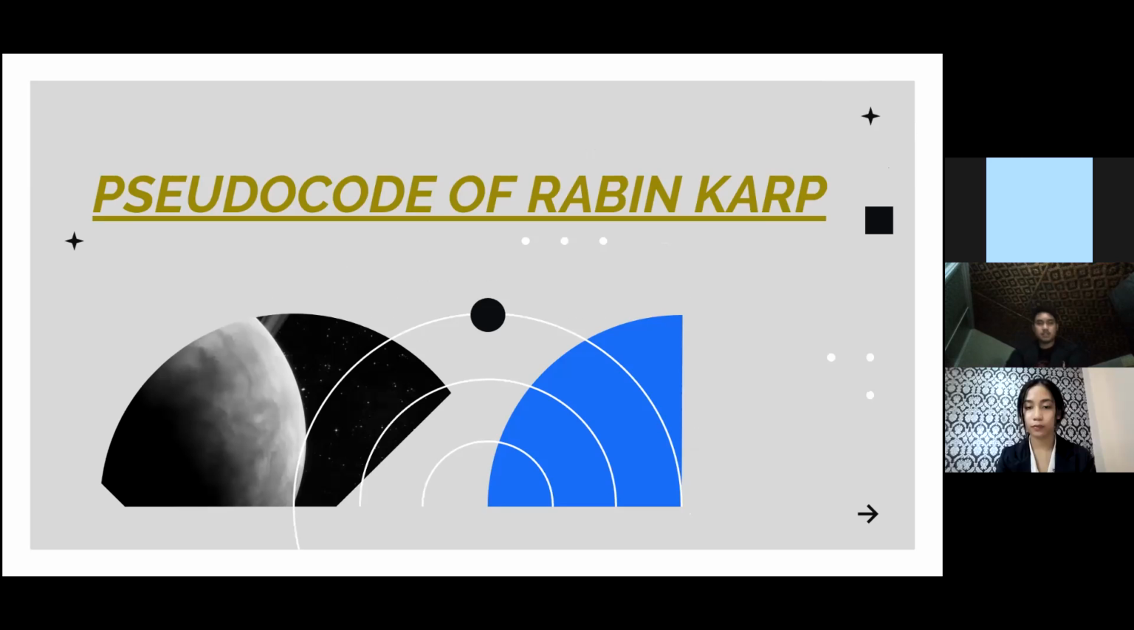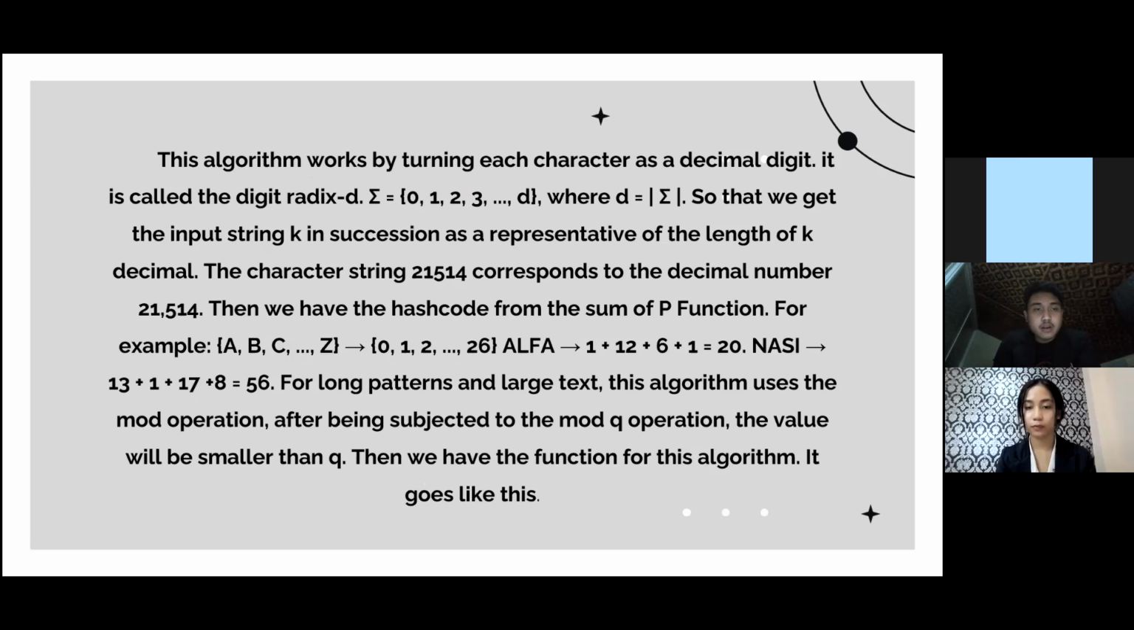Okay, thank you, Bagas. I'm going to discuss the pseudocode of Rabin-Karp. This algorithm works by turning each character into a decimal digit. It is called the digit radix D, sigma 0, 1, 2, 3, where D is sigma, so that we get the input string K in succession as a representative of the length of K decimal.